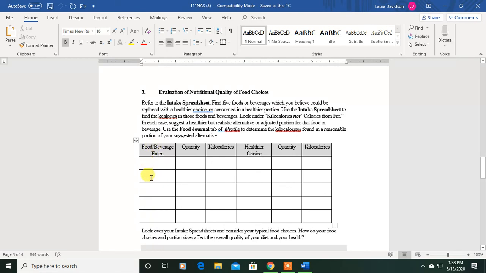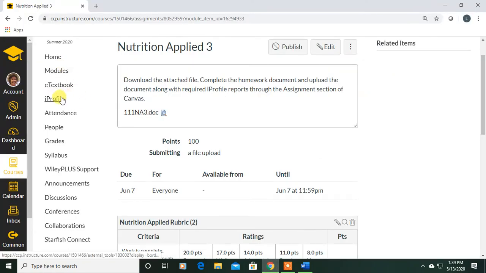So you'll list up to 5. Okay, and if you list only 2, I'm going to look at your food journal and see if there are 5 that could have been listed. Foods and beverages, quantity and calories, that comes from your iProfile reports. The intake spreadsheets will show you that. And then a healthier choice, and you can use the internet to find out this information, how many calories are in an apple, but you can also use the iProfile. So let me show you how to do that real quickly.